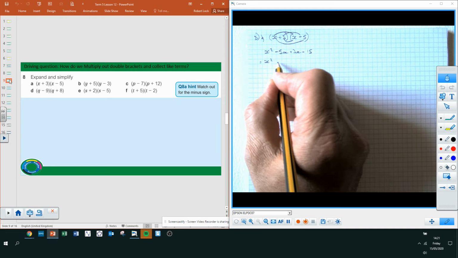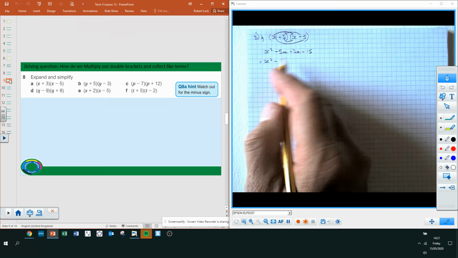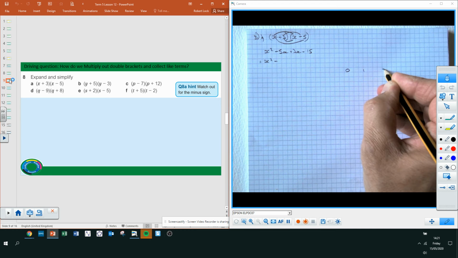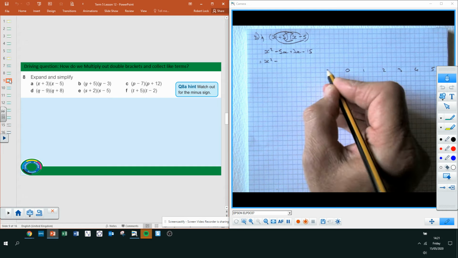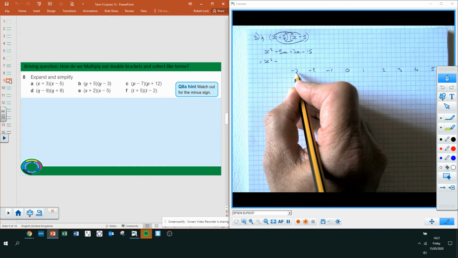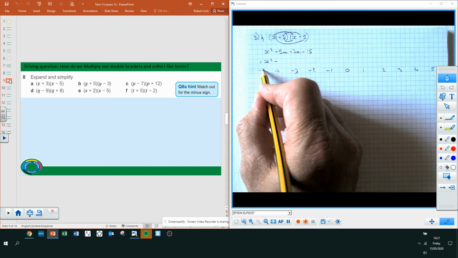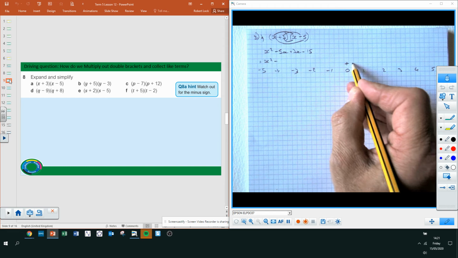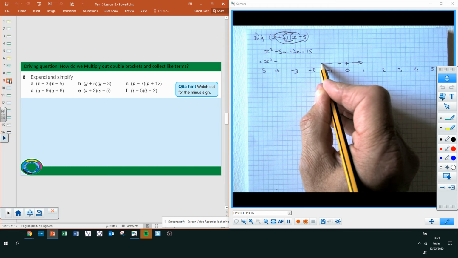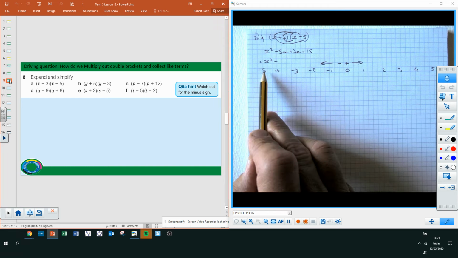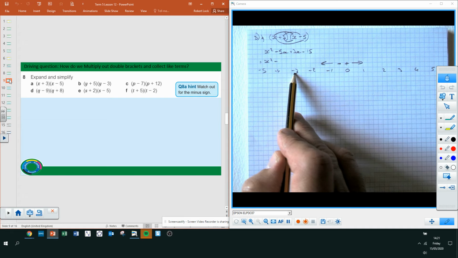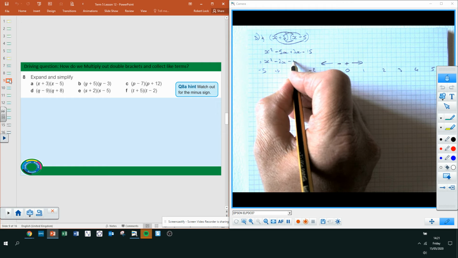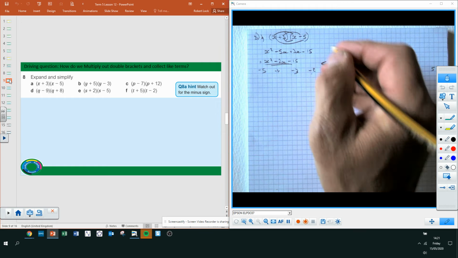Equals x squared minus, I say minus because I know for a fact, if I do it on the number line, 0, 1, 2, 3, 4, 5, minus 1, minus 2, minus 3, minus 4, minus 5. So minus 5, add 3. So I'm adding, pluses go that way, negatives go that way. So 5, got 3, 1, 2, 3, so it's minus 2. Minus 2x, minus 15. Answer B.